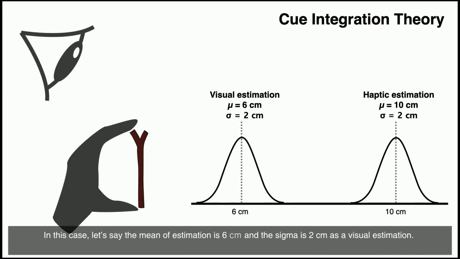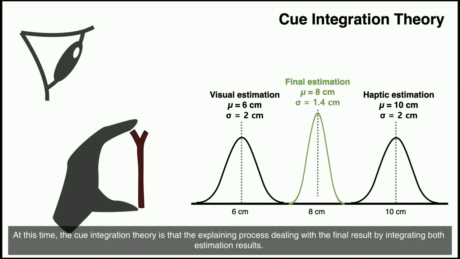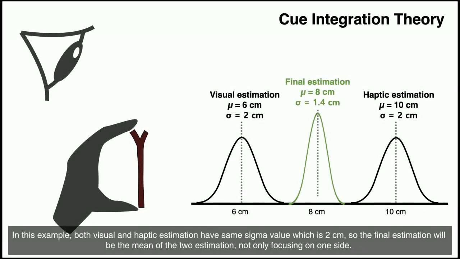As a visual estimation. At this time, the cue integration theory is the process explaining how the final result is reached by integrating both estimation results. In this example, both visual and haptic estimation have the same sigma value, which is 2 centimeters. So the final estimation will be the mean of the two estimations, not only focusing on one side.